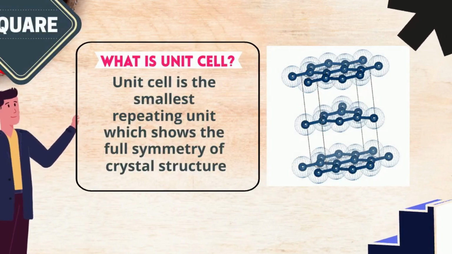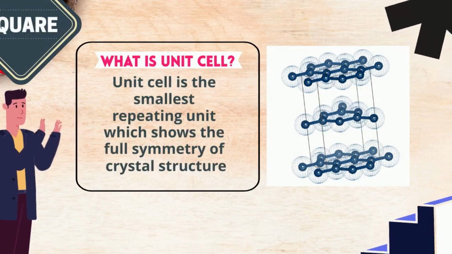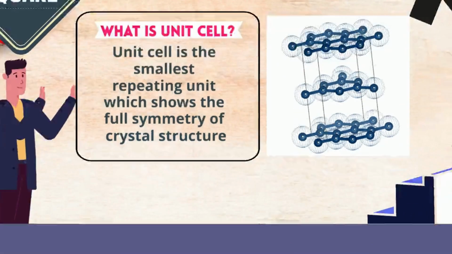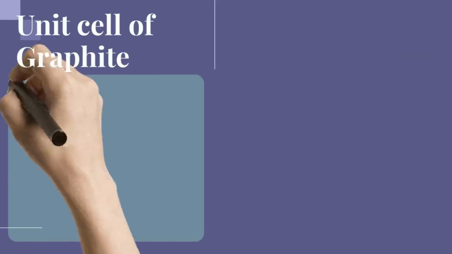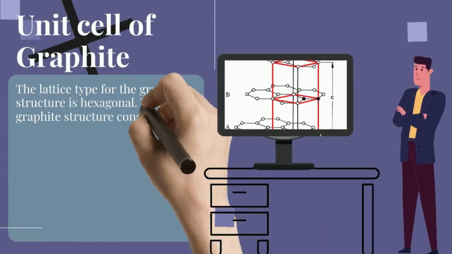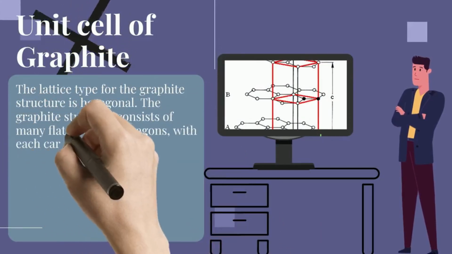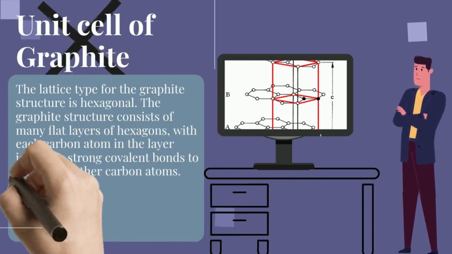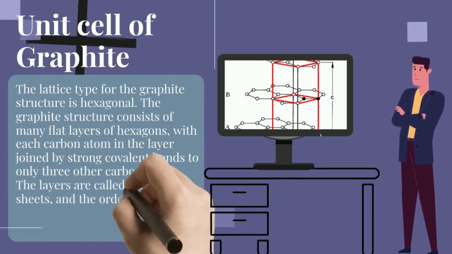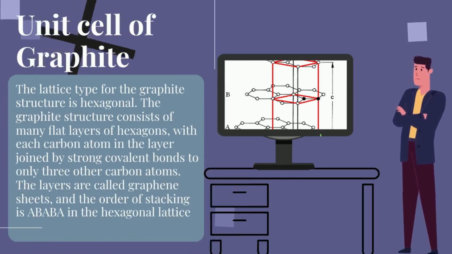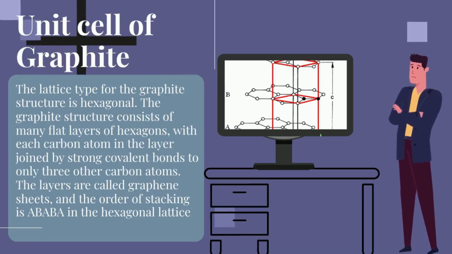What is unit cell? Unit cell is the smallest repeating unit which shows the full symmetry of crystal structure. Unit cell of graphite. The lattice type of the graphite structure is hexagonal. The graphite structure consists of many flat layers of hexagons, with each carbon atom in the layer joined by strong covalent bonds to only 3 other carbon atoms. The layers are called graphene sheets, and the order of stacking is A in the hexagonal lattice.